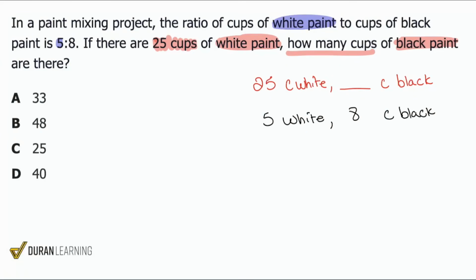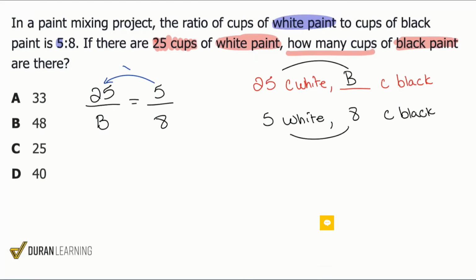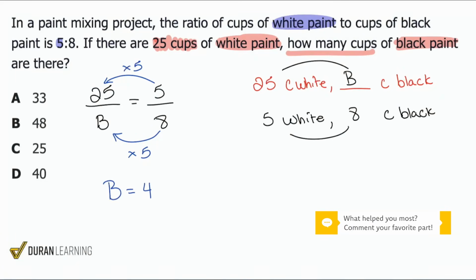So we'll go ahead and just use B for cups of black paint. So we'll compare 25 to B, 5 to 8, just like that. And then notice a pretty convenient comparison here where I can multiply by 5 right to left, and I'm done. 8 times 5, that gives me 40. So the number of cups of black paint comes down to 40. There we go, and we are good.